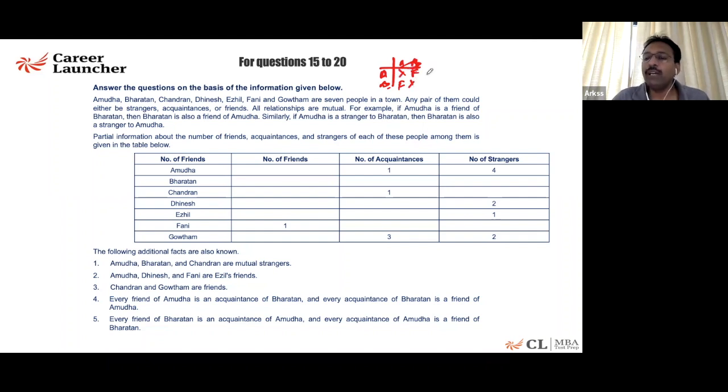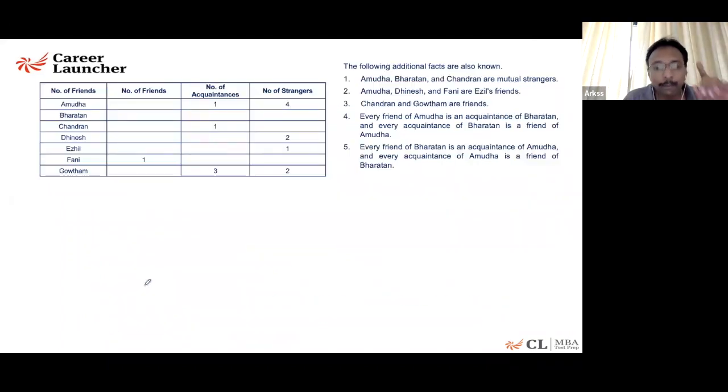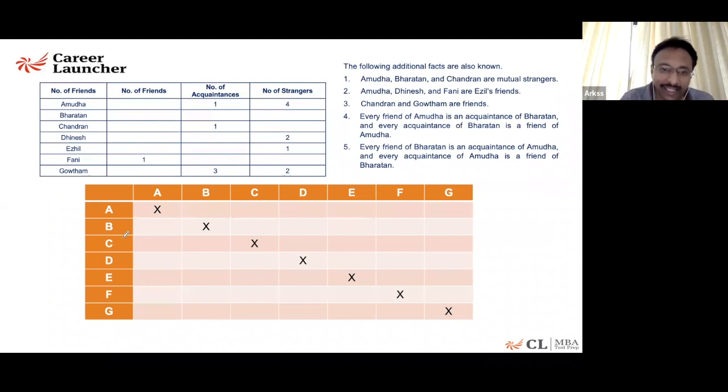Of course, there will not be a relationship between B and B and A kind of things. Something like this can be done. Similarly, if Amuda is a stranger, Bharatan is also a stranger of Amuda. Okay. Partial information is given. There are 4 facts given to you. The way to solve it is making a table like this: A, B, C, D, E, F, G, A, B, C, D, E, F, G, and then solve it.